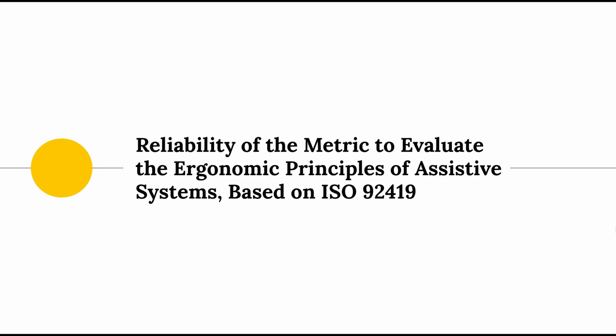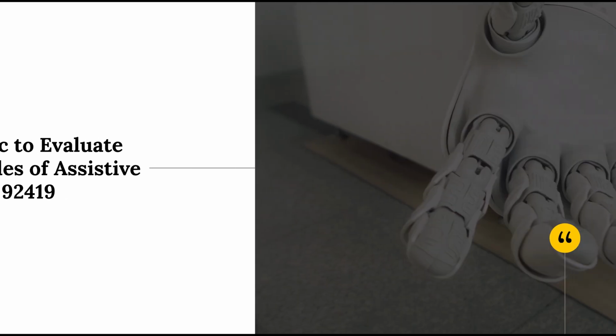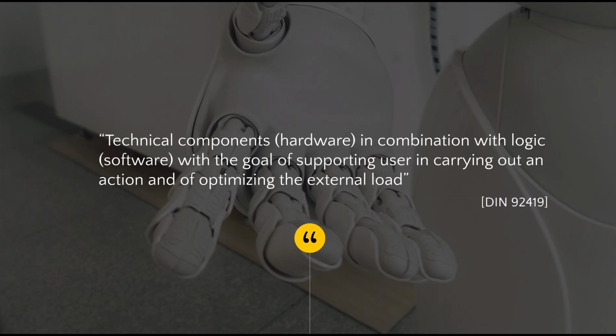Hello everyone and welcome. This presentation will be about the reliability of the metric to evaluate the ergonomic principles of assistive systems based on ISO 9241-910. What is an assistive system? In the DIN document, it is defined as technical components, hardware in combination with logic software, with the goal of supporting the user in carrying out an action and of optimizing the external load.